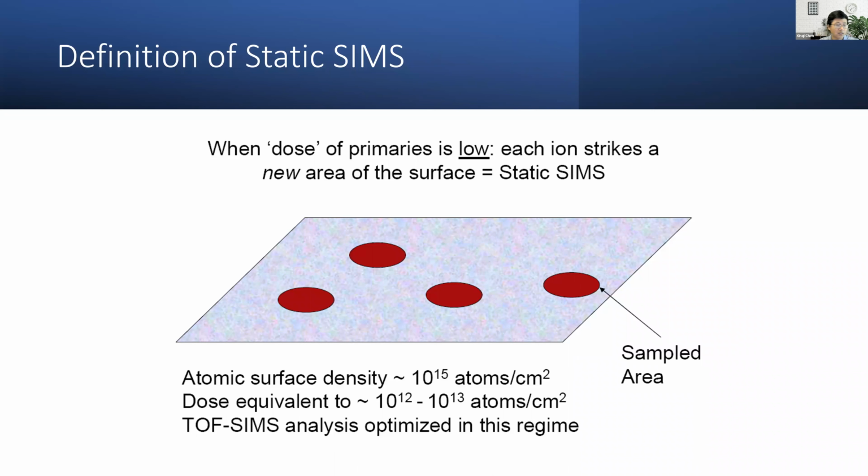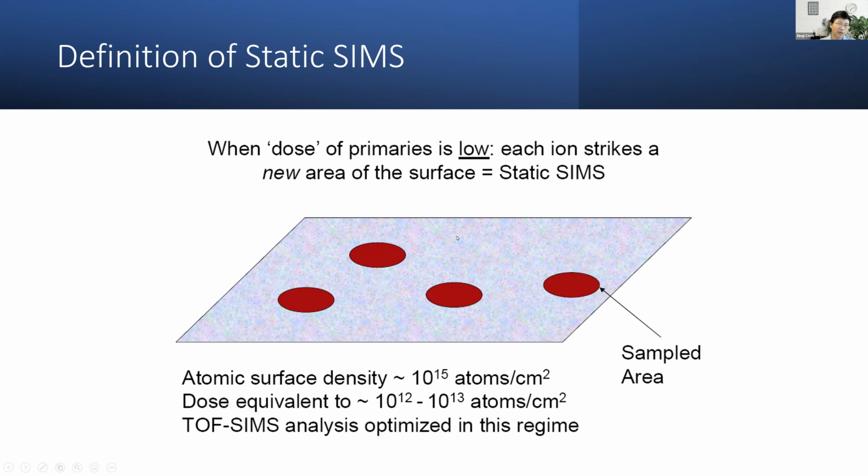So this is static SIMS, basically the dose of this ion, how much atomic surface density on the sample surface. It looks like 10 to the power 15, and for static SIMS the dose is like 10 to the 12 or 13. That means the top layer can survive a pretty long time.